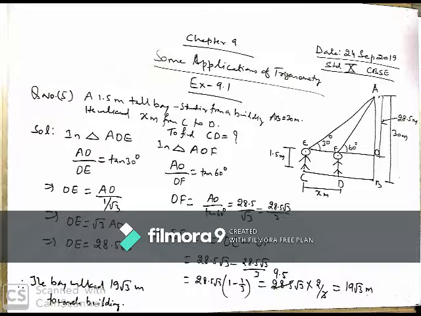In this way we have solved it, and the boy has walked 19 root 3 meter towards the building from point C to D. So, logical questions are there.